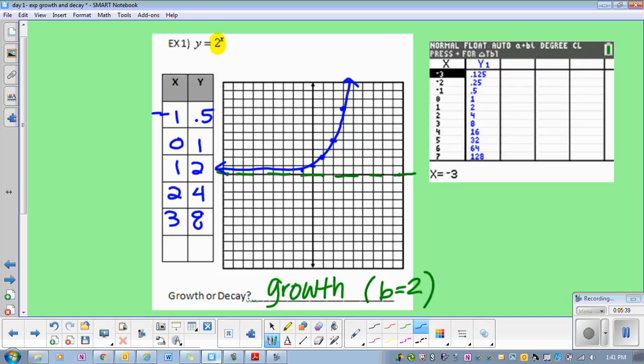The way I can tell if it's a growth or a decay is that I need to look at the right arm of this graph. And the right arm is going away from the asymptote. That's how I know that this is a growth.